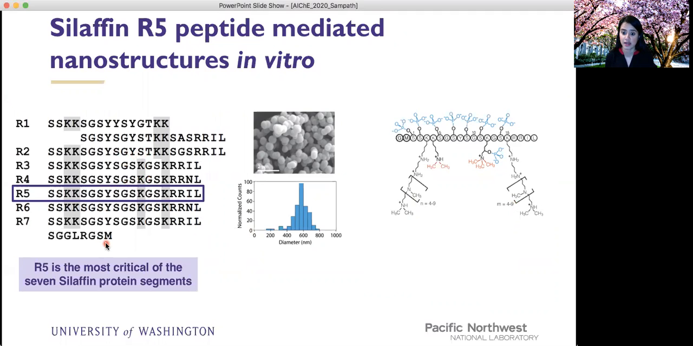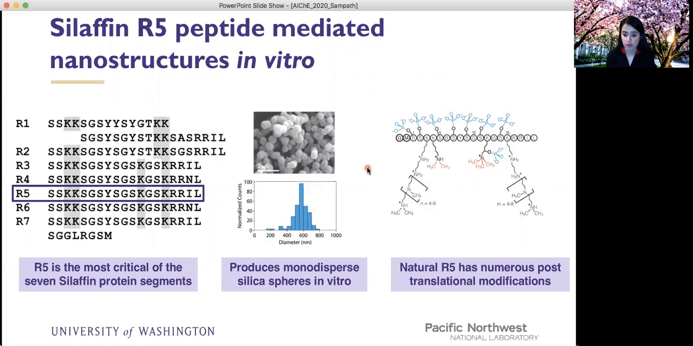formation of silica nanostructures. Within silafin, the 19 amino acid segment R5 was found to be the most crucial part, as it has a similar efficiency as the parent protein, where they both produce nice spherical silica nanospheres in vitro.